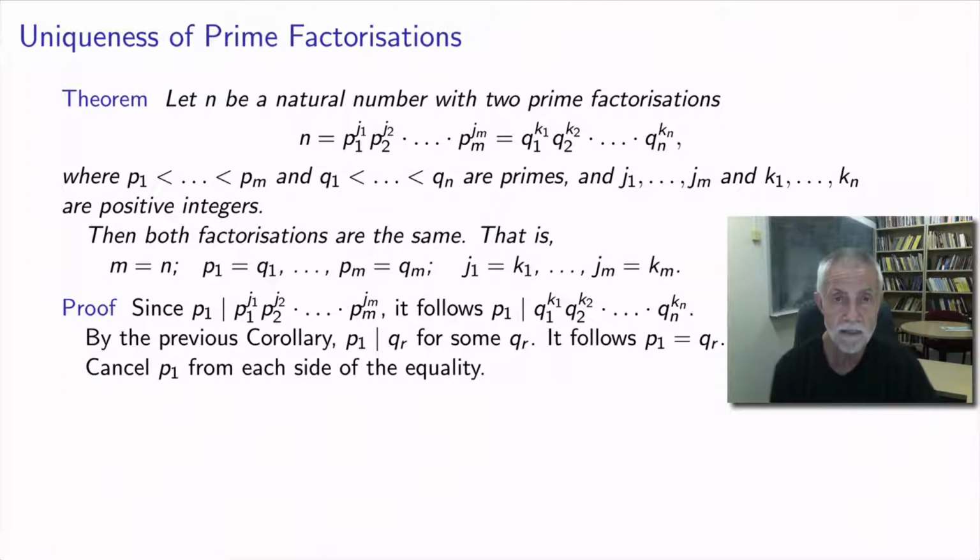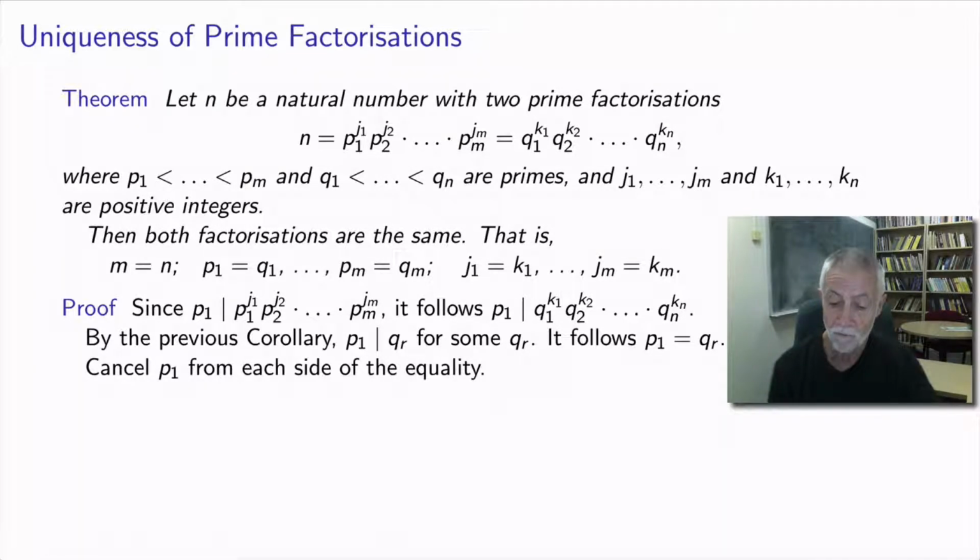So the claim is that after we have rearranged this way, p1 must equal q1, p2 must equal q2, and so on, and the number of factors on each side must be the same. More precisely, m is equal to n, p1 is equal to q1, up to pm is equal to qm, and the corresponding powers, j1 and k1, up to jm and km are the same. So that's what we're going to prove.